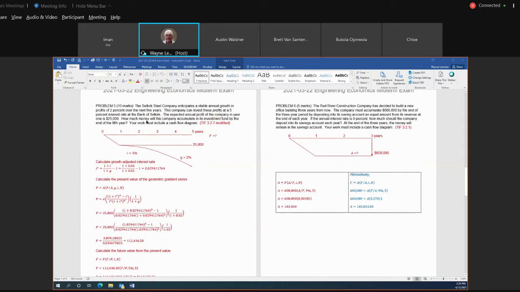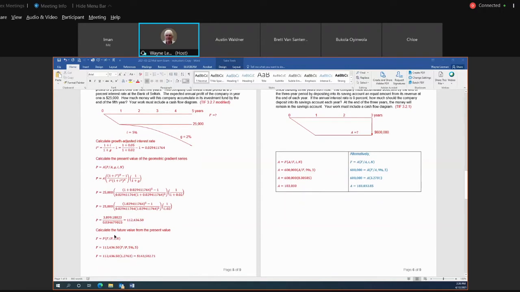This here is looking for a value here. How much money will the company accumulate in its investment fund by the end of the 5th year? So it's looking for a future value. So you would lose 1, 2, 3, 4 marks on this question if you didn't put this part in here, because you're giving me the present value, not the future value.